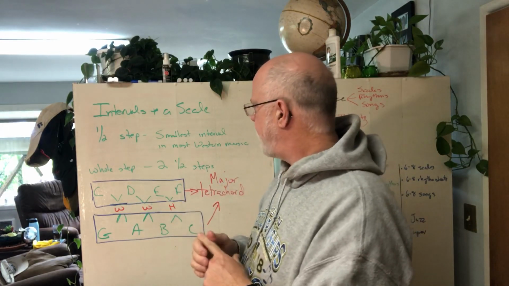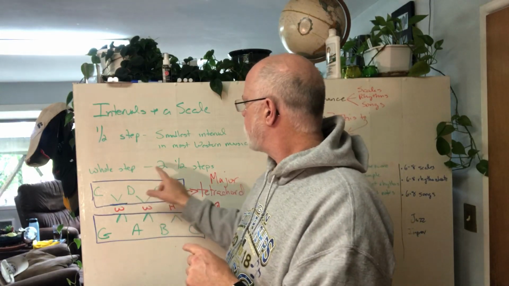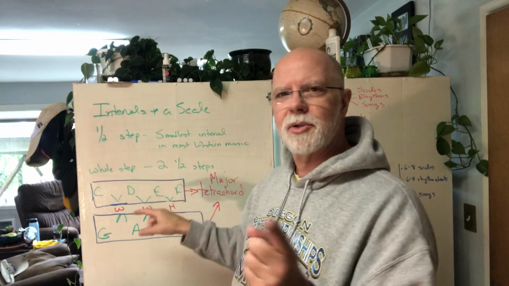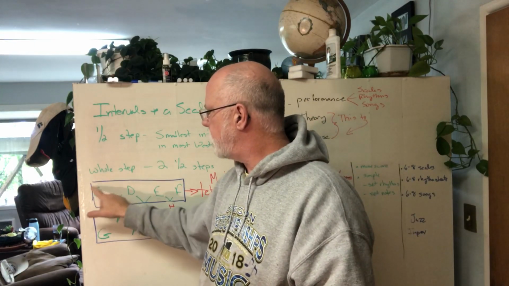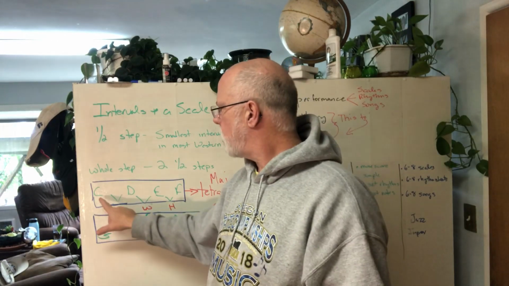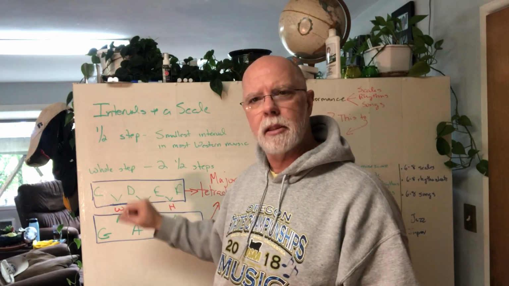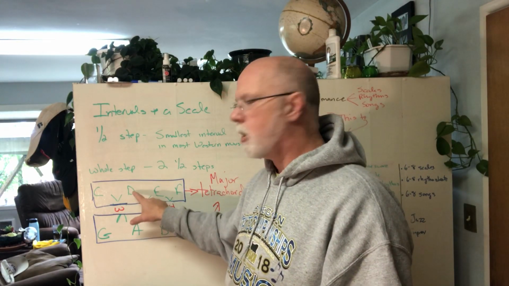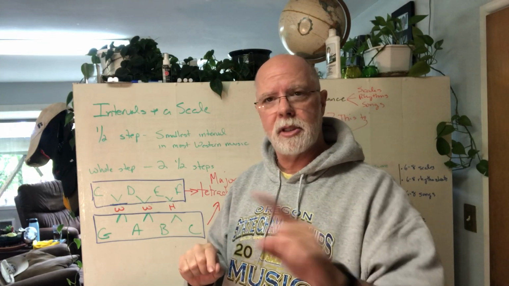So using that, half step, smallest interval in most Western music, whole step is two half steps, so two half steps equals a whole, all right? So then if we start on our C, we're going to use the white keys on the piano for right now, no black keys. So we start on our C, and I go up a whole step, I get to my D, okay? And then if I start on my D and I go up a whole step, I get to my E, okay, C, D, E.